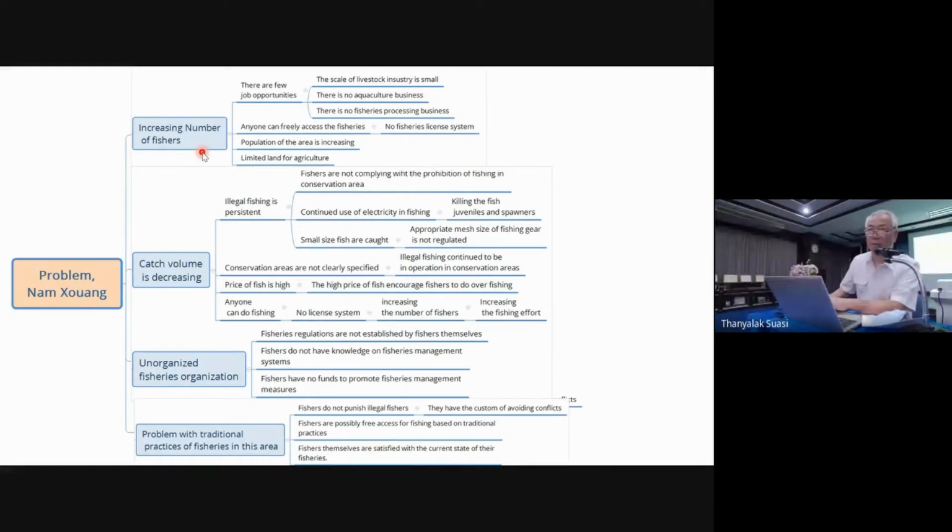This is similar to Xouang, we found similar issues. First is the increasing number of fishers. Second is catch volume decreasing, and the third is no fisheries organization. Fourth is a specific issue: problems of traditional practice in fisheries.